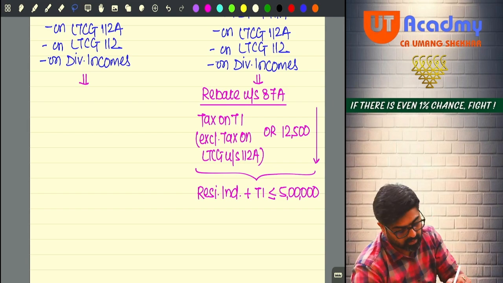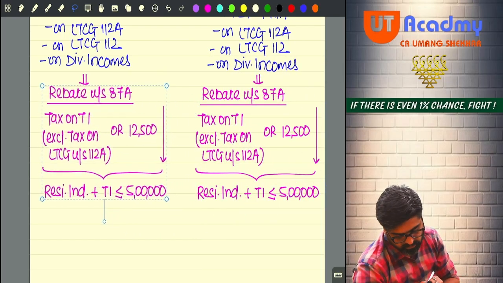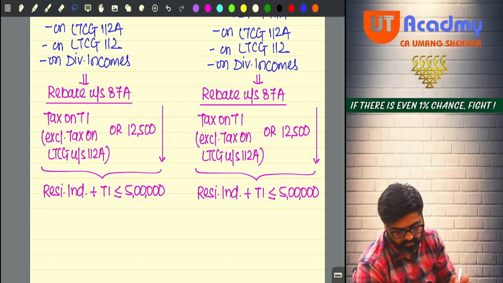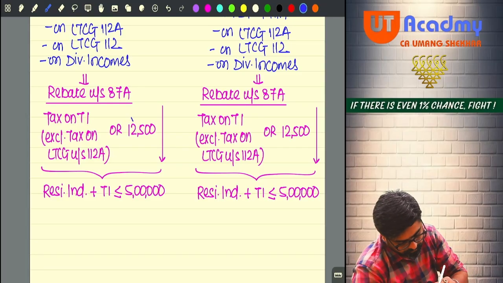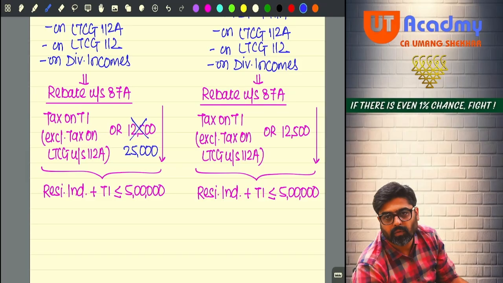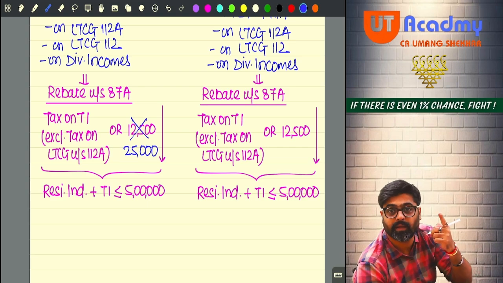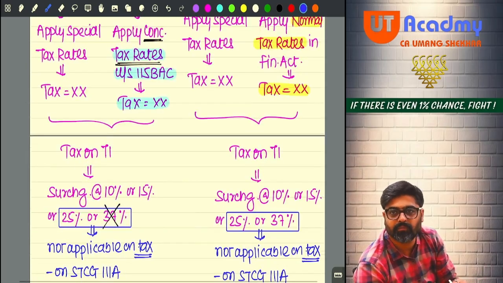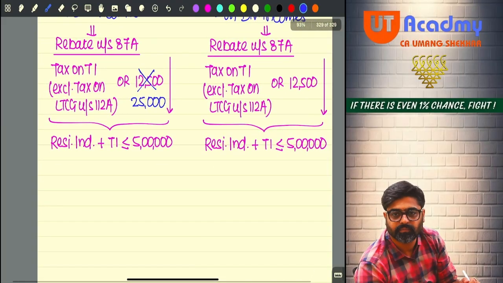If you will not shift out, come here. Same. Copy, paste. You are going to get rebate here also. But now the amount of rebate, instead of 12,500, will be 25,000. Everything remaining same. LTCG 112A tax cannot be claimed as rebate here also. But the amount of rebate will be 25,000, maximum rebate under 115 BSE. Okay? Understanding, Krishna?